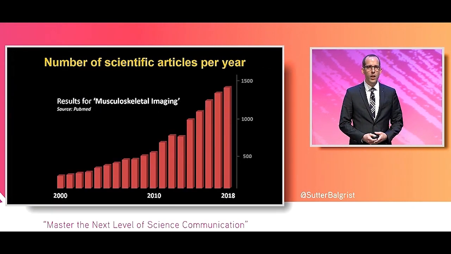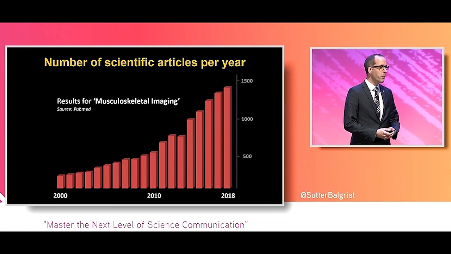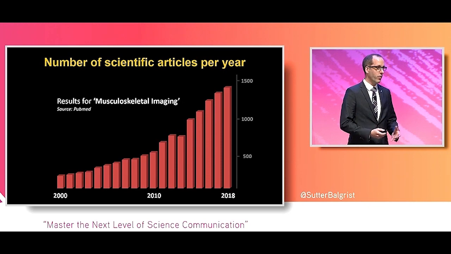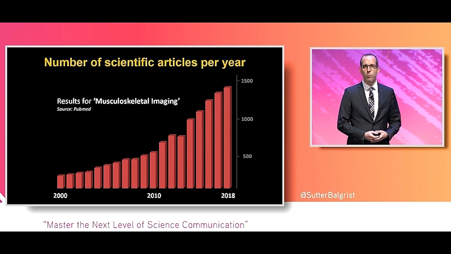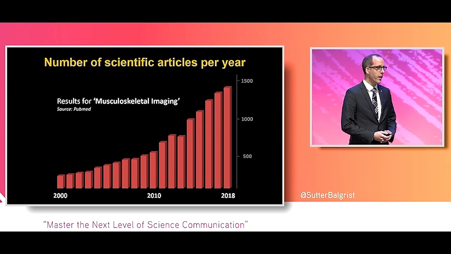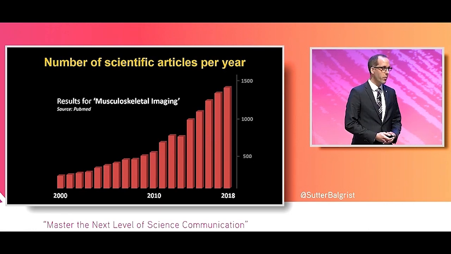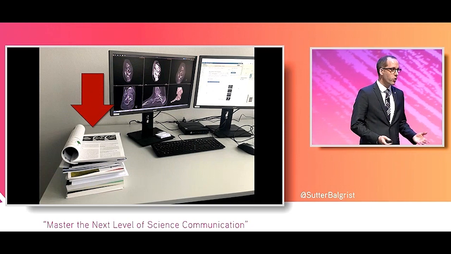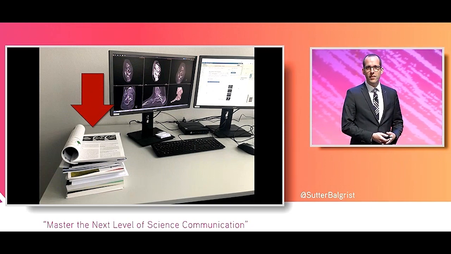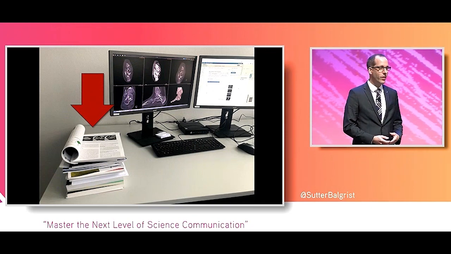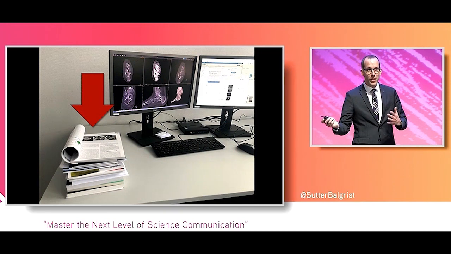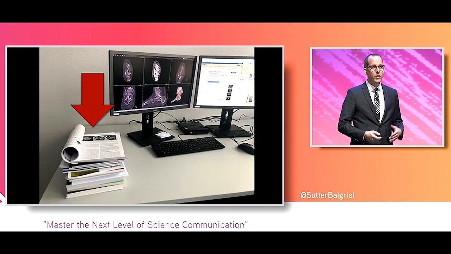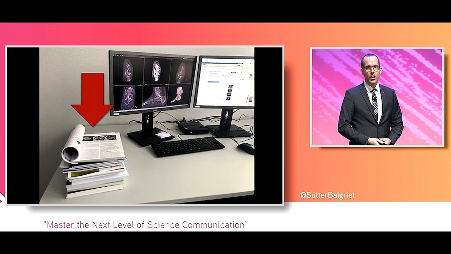As a radiologist, I want to keep up with the current literature, but the number of papers being published every year is just staggering. Last year alone, more than 1,400 articles have been published, and that's for musculoskeletal imaging only. So I end up with a number of unread journals sitting on my desk. Is that a situation that's familiar to anyone here? That stack of unread papers, you want to read them, but you never get to it? So we're missing a lot of interesting articles.